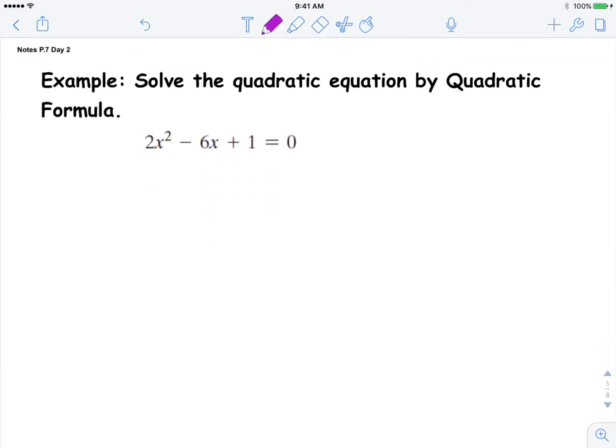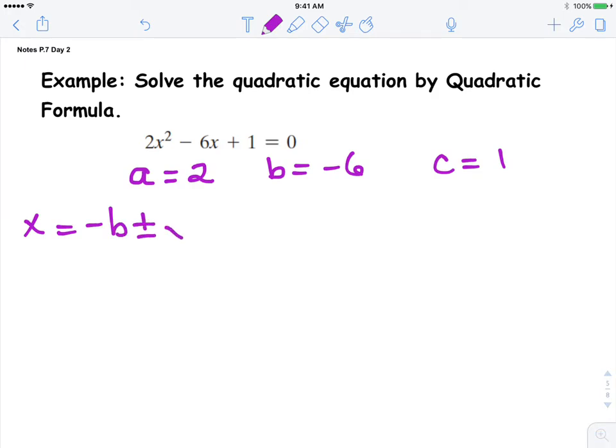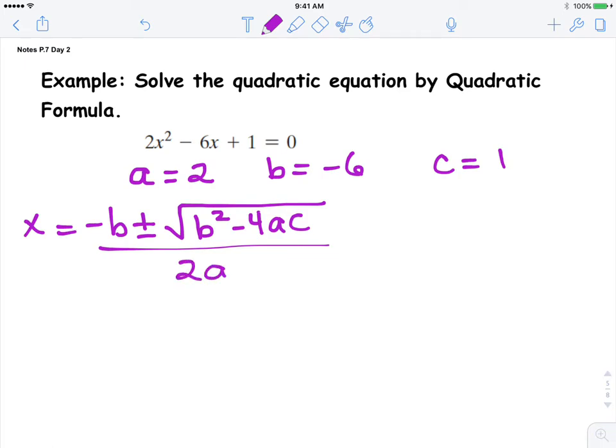So we're going to go ahead and solve this quadratic equation using the quadratic formula. It's already in general form, so we identify the a value, the b value, and the c value. We're going to substitute into the quadratic formula. X equals negative b plus or minus the square root of b squared minus 4ac all over 2a. So here we go.